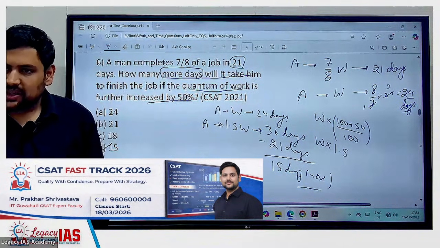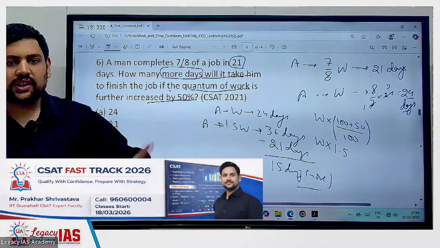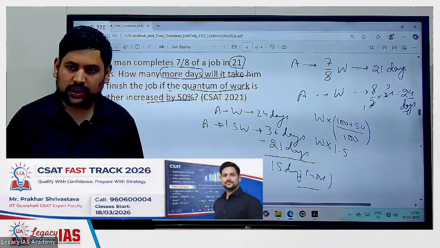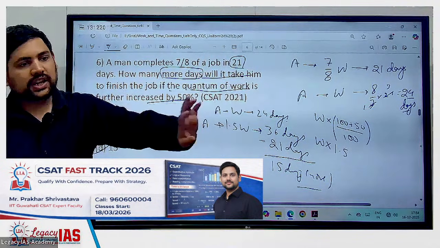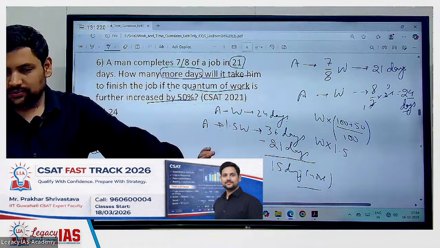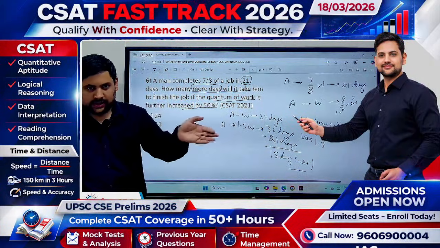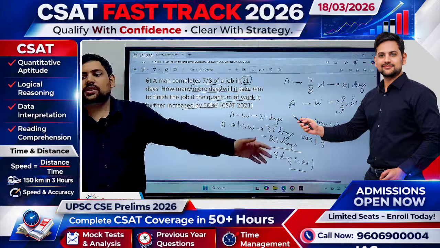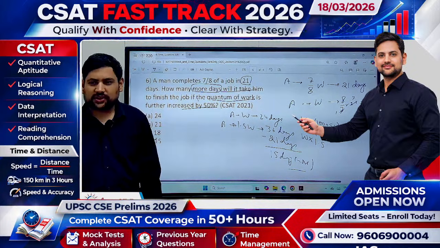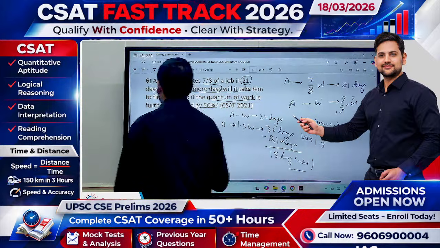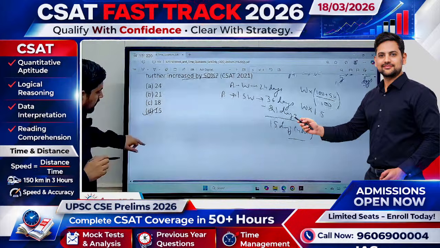Now, in some questions, what they will give you? They will give you a journey. For example, A and B started a work together. They worked together for 4 days. Then B left. Then A was doing the work alone. After that, C came. C had this much efficiency and then he worked for 2 more days to complete the work. Then they will ask you some questions. So basically it will work like a timeline. Now, see how we do those questions.